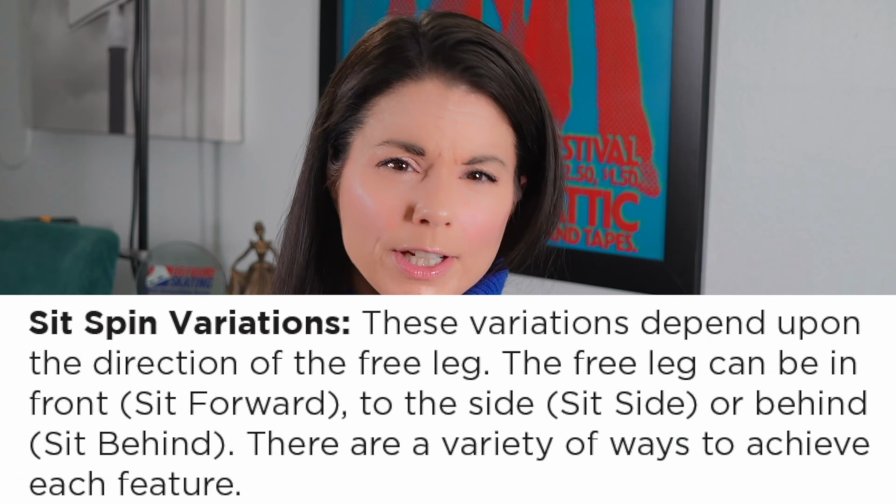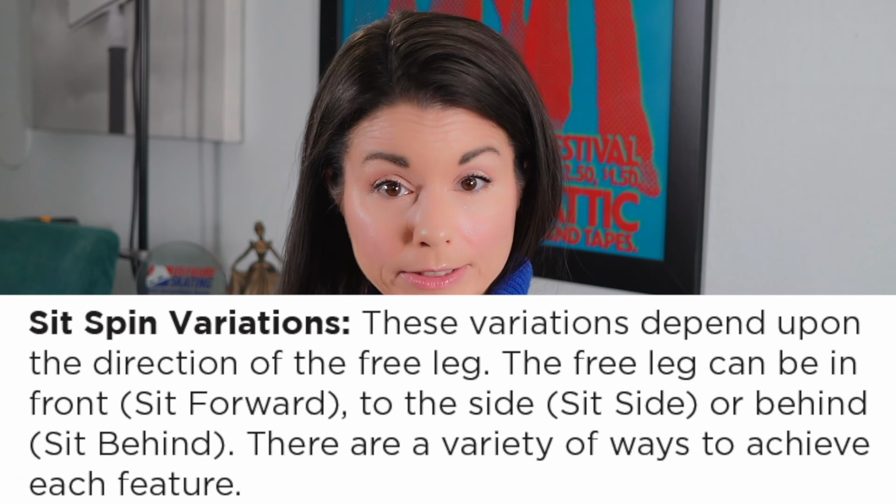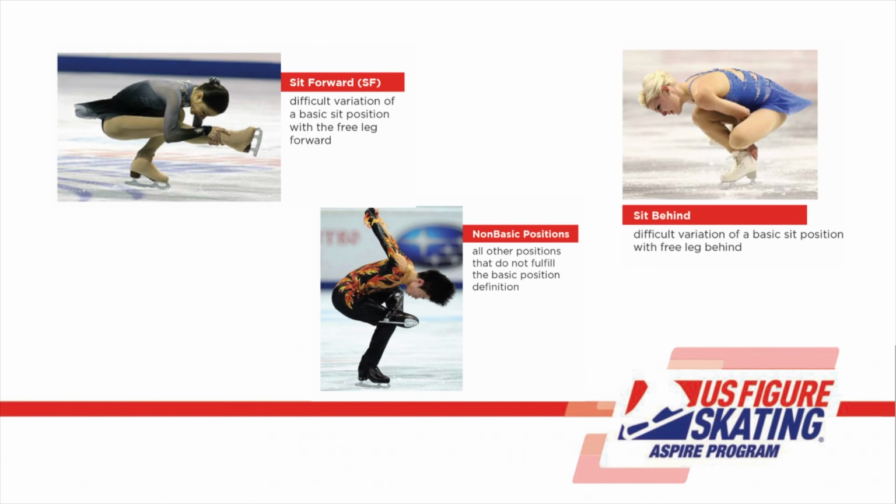Categorizing difficult variations. Sit spin variations. These variations depend on the direction of the free leg. The free leg can be in front, that's a sit forward, to the side, that's a sit side, or behind, that's a sit behind. There are a variety of ways to achieve each feature.